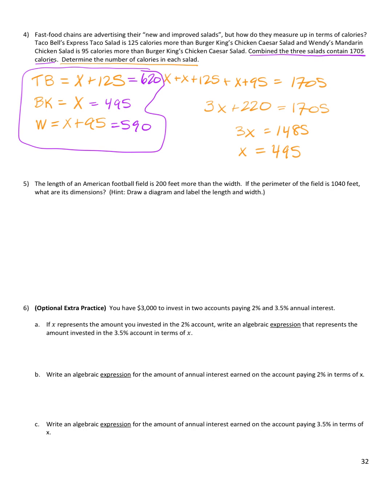Number 5, the length of an American football field is 200 feet more than the width. If the perimeter is 1,040 feet, what are its dimensions? So hint, draw a diagram and label the length and the width.